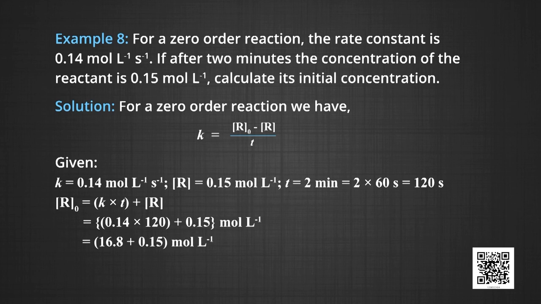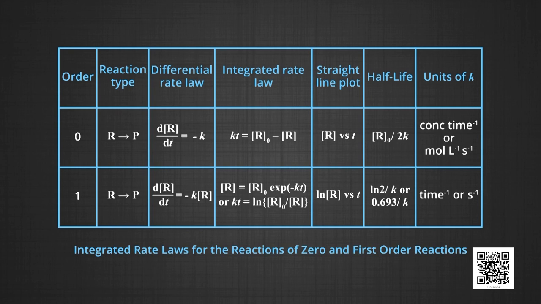It will be now 16.8 plus 0.15 moles per liter. After calculation, it will be 16.95 moles per liter. Now, table 1 summarizes the mathematical features of the integrated laws of zero and the first order reactions. The table shows you the integrated rate laws for the reactions of zero order and first order reactions. Now, let me take up the new concept, that is pseudo first order reactions.